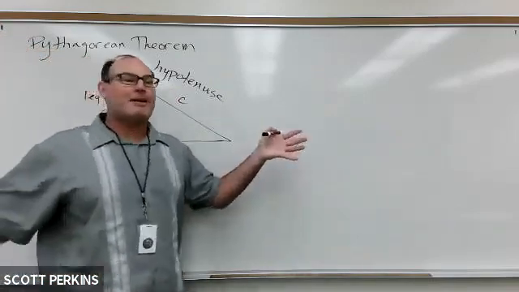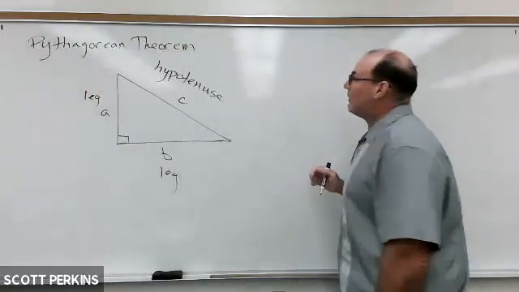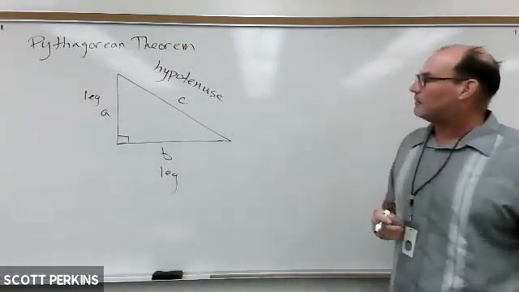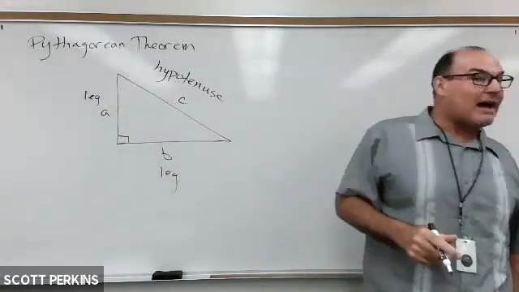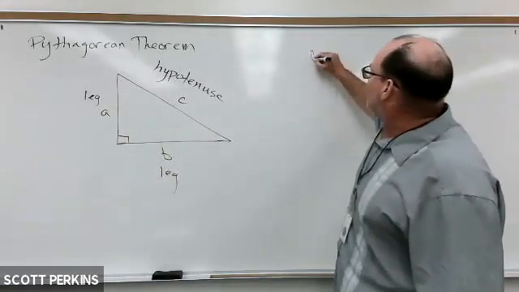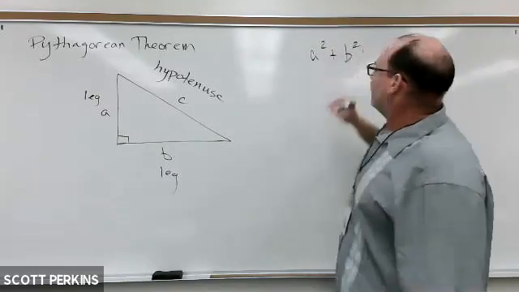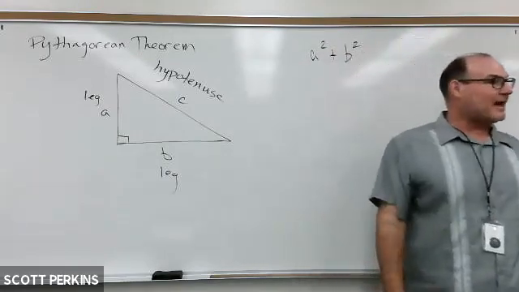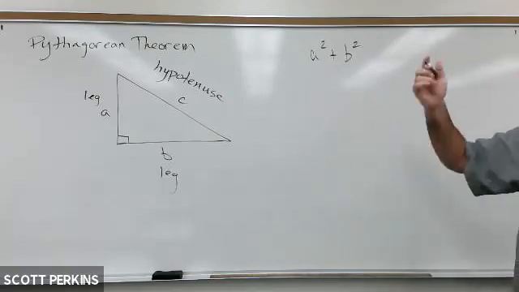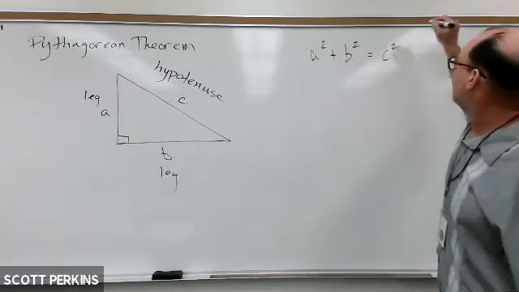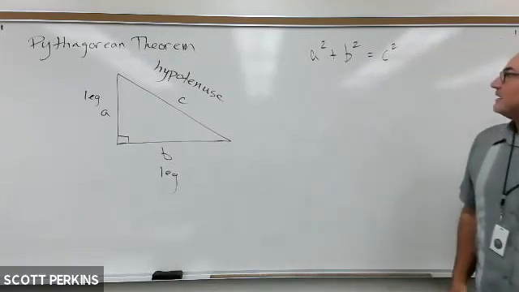And probably you've dreamt about this at some point in the past. You've had an algebra or basic geometry class. But the relationship between these three sides goes like this. If I square the two legs and add them together, then what is that equal to? Everybody knows. C squared, yes. It's one of those equations that's just kind of out there.